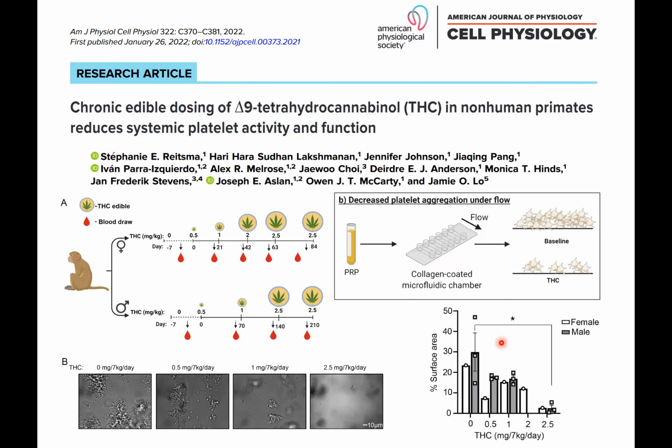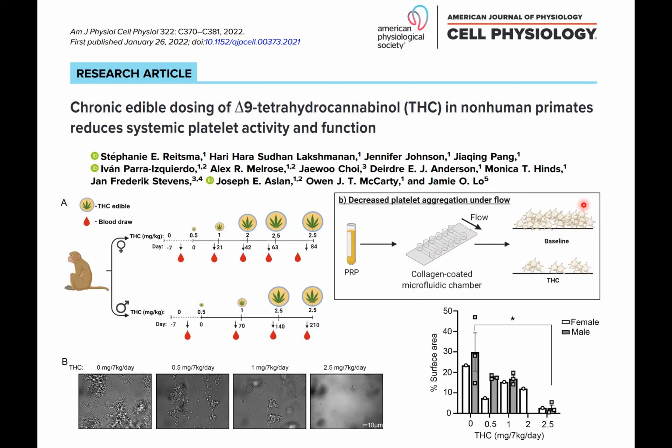So what we did is we took monkeys, males and females, and then we gave increasingly higher doses of the cannabinoid. You can see here the dose is up here, and the blood draws. Then at the end of the study, we looked at whether THC has an effect on blood clotting. Here is the collagen-coated microfluidic chamber, and you look at how many platelets stick to the collagen as blood flows through the system.